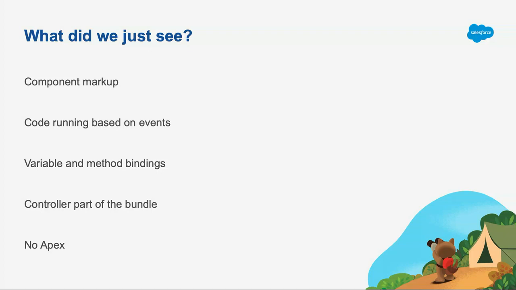All right, so what do we see there? We saw component markup that we're used to, right? Lightning input tag. We saw code running based on events, our onChange tag. We saw variable and method bindings. We saw the controller was part of the bundle. We didn't have to tell it what controller we were using. And we saw no Apex at all in our Lightning Web Component. So we didn't have to make any server calls. It's all happening in the browser. And it's going to have improved performance as a result.